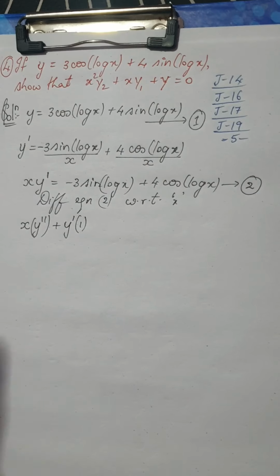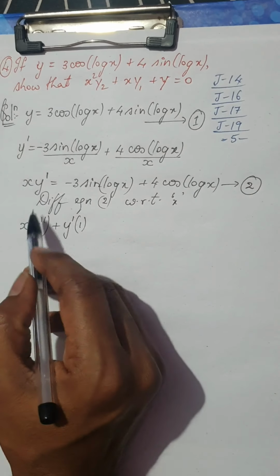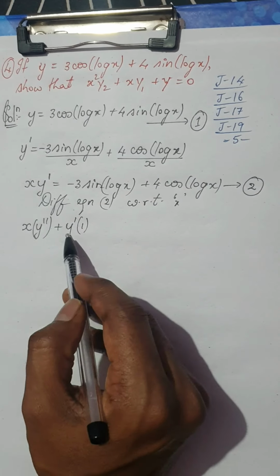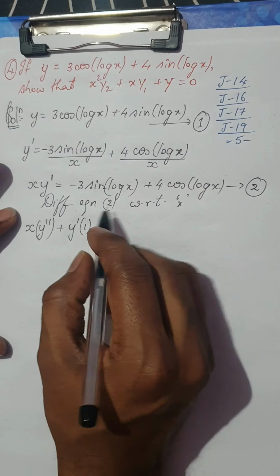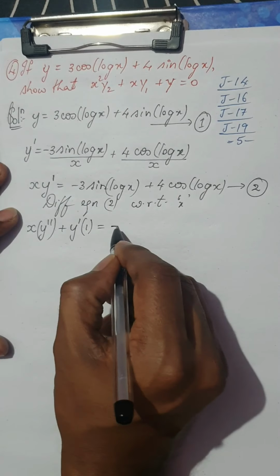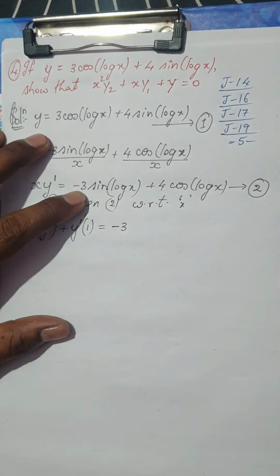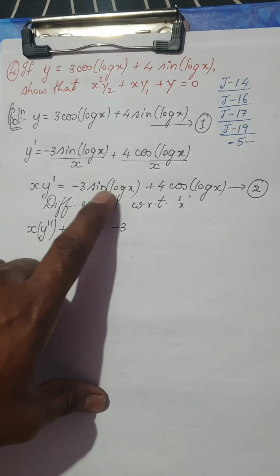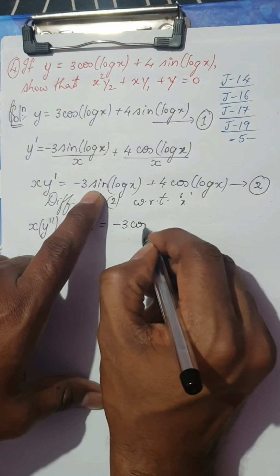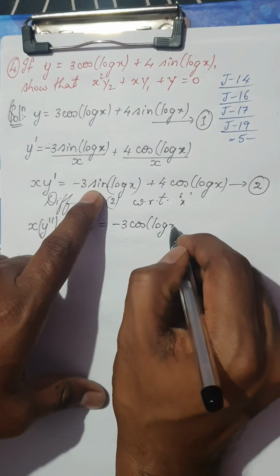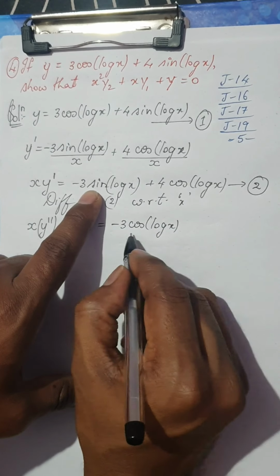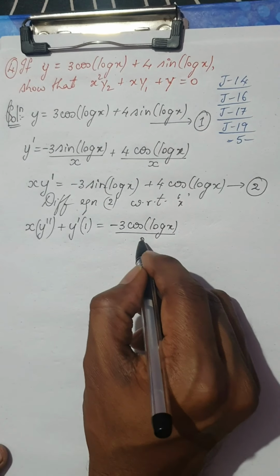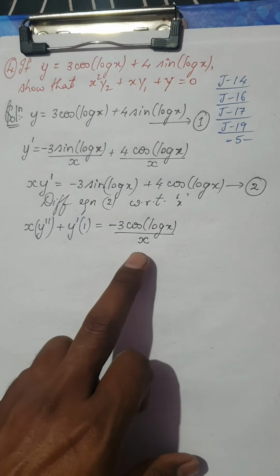Did you follow this step? I am using product rule here. Keep x as it is. Derivative of dy by dx is d square y by dx square, plus dy by dx as it is. Derivative of x is 1. Okay, that is nothing but minus 3 into, it's a constant. Now what is derivative of sine of f of x? Sine of f of x is cos of f of x, isn't it? So cos of f of x into derivative of log x. So we know derivative of log x is 1 by x. So I have divided by x.